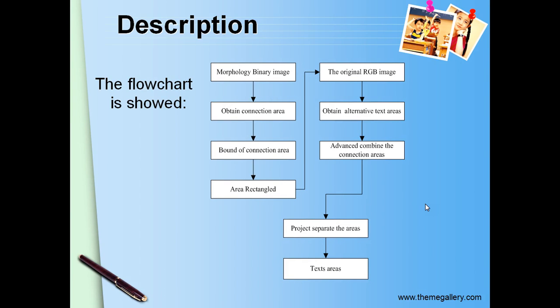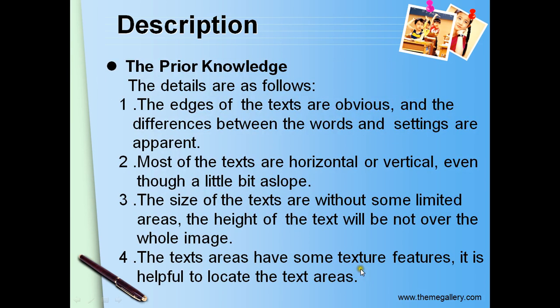This is the procedure flow of the binder morphology method. First, choose the binary image and obtain the connection area, then find the boundary of the connection area, and finally output the separate areas and combine all of the areas into the text areas. After doing the above 3 methods, I will use the prior knowledge to finish the last steps.